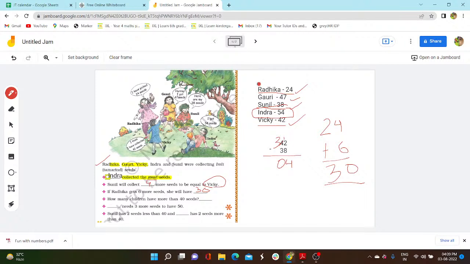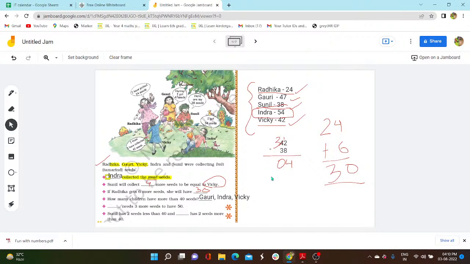So over here, as we can see the count, Radhika has 24, which is less than 40. Gauri has 47, which is more than 40. So we can write Gauri. Then Sunil has 38, which is less than 40. Indra has 54, which is more than 40. And Vicky has 54, which is more than 40. So these children are a bit more hard working. They have more than 40 seeds.